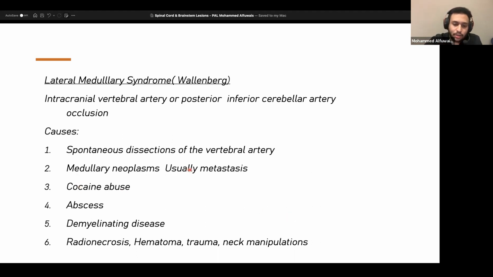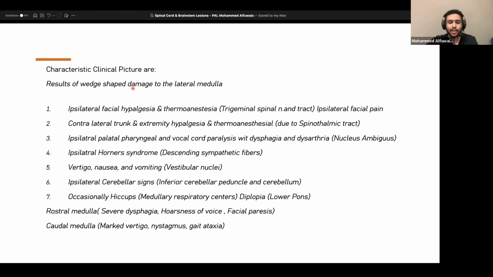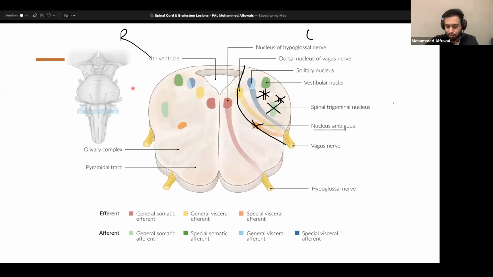You might have medullary neoplasms, cocaine abuse, abscess, demyelinating diseases. Those are the causes of lateral medullary syndrome. What you need to remember with lateral and medial medullary syndrome is you need to know the blood supply and what tracts are affected. In lateral, it's wedge-shaped. That's why I drew it over here as well. It's a wedge-shaped infarction or wedge-shaped damage.